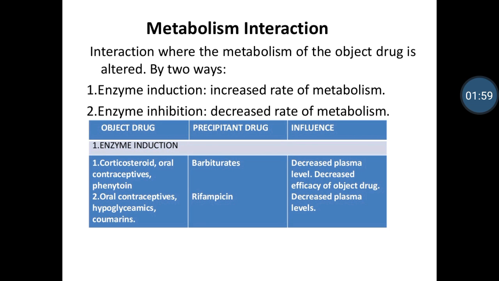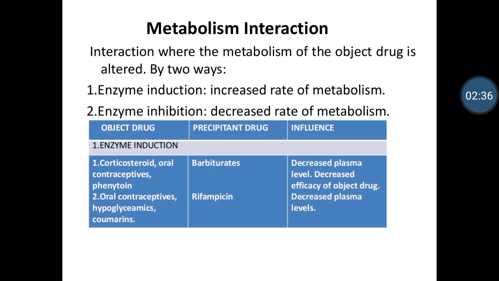That is the object drug, the precipitant drug, and the influence. Influence means drug interaction. Enzyme induction, first part: corticosteroids, oral contraceptives, and phenytoin are precipitated by the drug known as barbiturates. That will lead to a decreased plasma level and decreased efficacy of the object drug, which means the effect of the corticosteroid, oral contraceptives, and phenytoin is drastically reduced. That is known as enzyme induction.